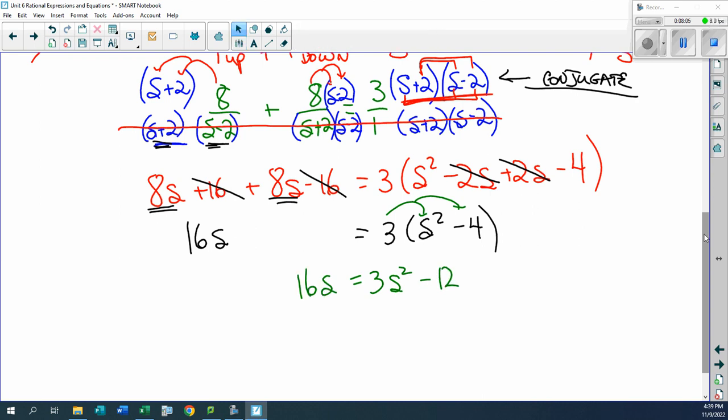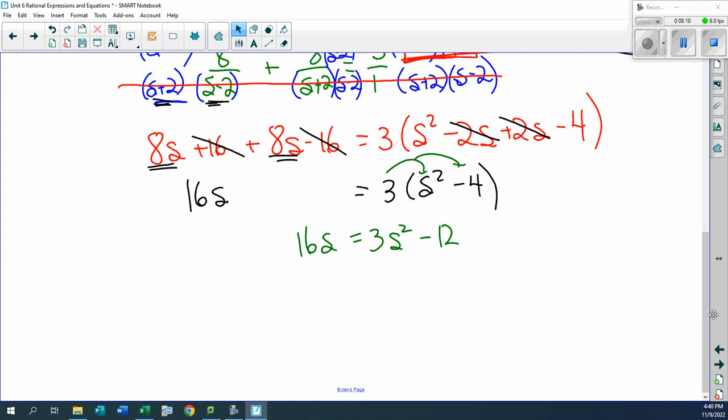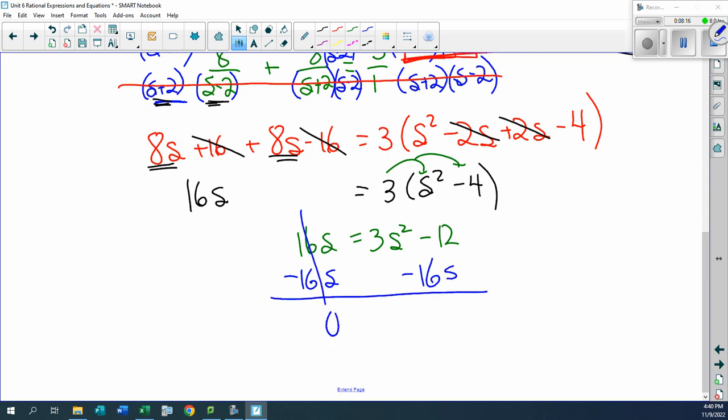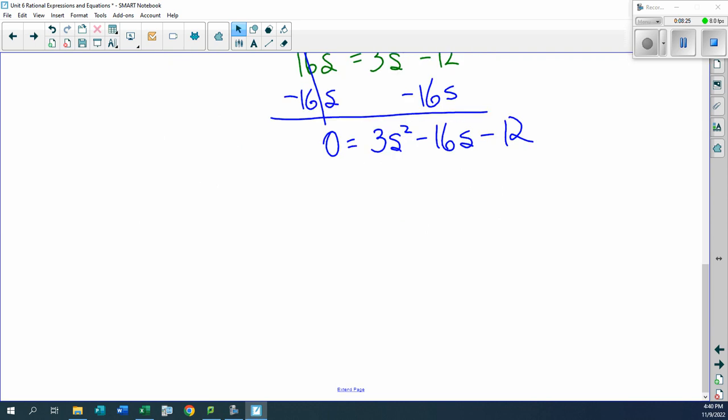Now, how do you solve something like this? Really simple. Bring it over to the other side, right? Subtract 16S from both sides. That's gone, leaving you 0 equals 3S squared minus 16S minus 12. Now, the cool thing about this is we'd like to just divide out that leading coefficient of 3. But guess what? 3 doesn't go into 16. Dagnabbit. So guess what?